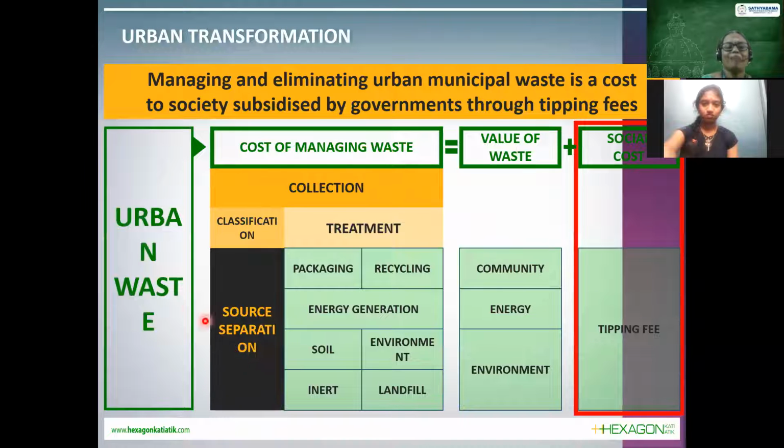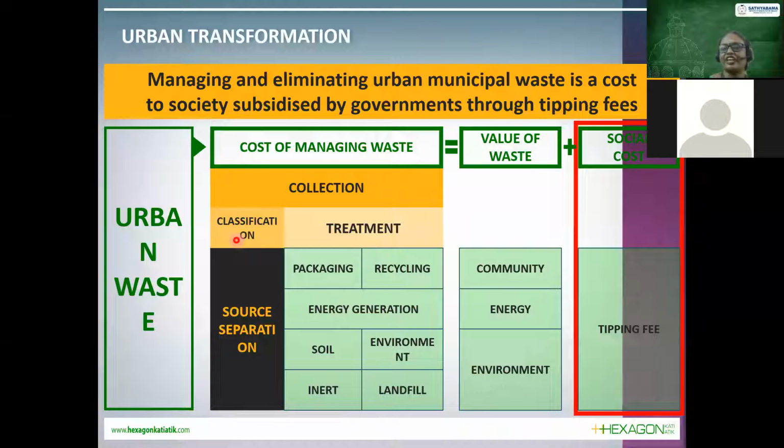So urban waste, how are they treating this kind of waste? We said the municipality is collecting. They do some packaging, recycling, energy generation and landfilling, and there is environmental pollution and incineration. Everything happens. Okay, and then there is the social cost and tipping fee. Managing and eliminating urban municipal waste is a cost to society. It is subsidized by the government through tipping fees, and sometimes the waste is converted into fertilizer, which is the technological side. The government gives subsidy for waste to energy conversion and waste to fertilizer conversion, for community, energy and environment.